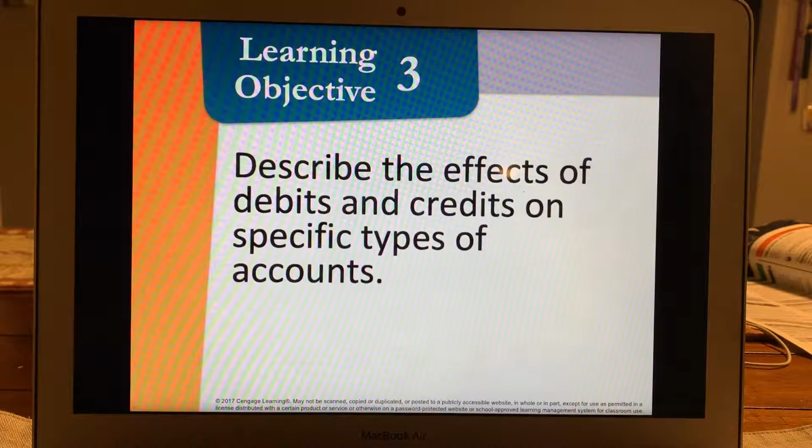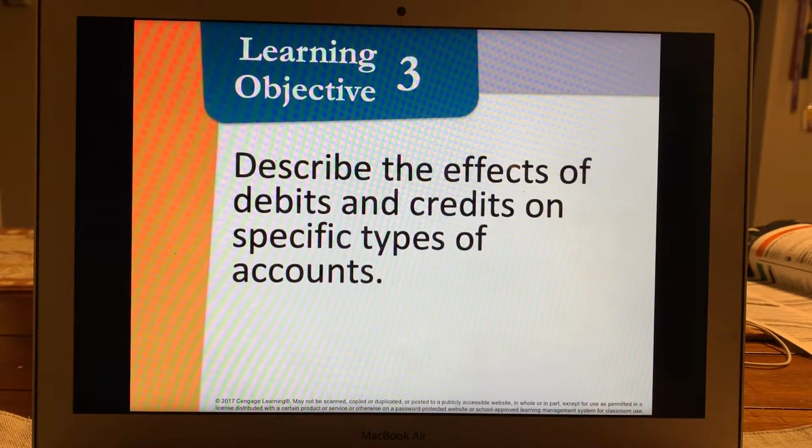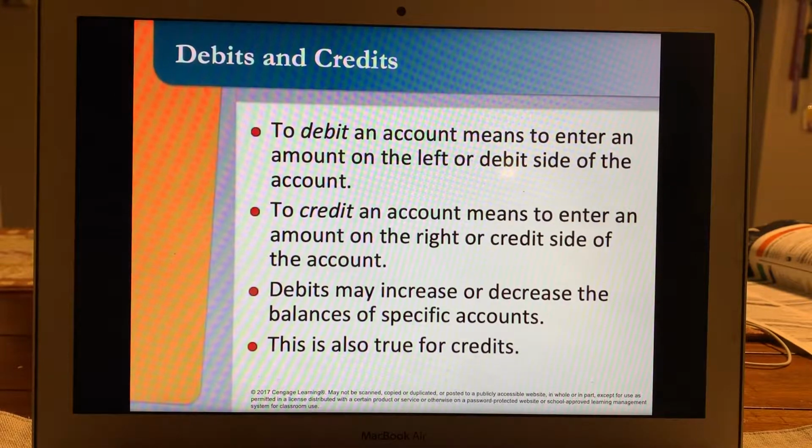Objective 3, describe the effects of the debits and credits on specific types of accounts. We kind of looked at this whenever you did chapter 2, whenever you looked at transactions and the impact on the balance sheet, or the impact on the assets equals liabilities plus owner equity equation. Debits and credits. To debit an account means to enter an amount on the left or debit side of the account. To credit an account means to enter an amount on the right or credit side of the account. Debits may increase or decrease the balances of specific accounts. This is also true for credits.